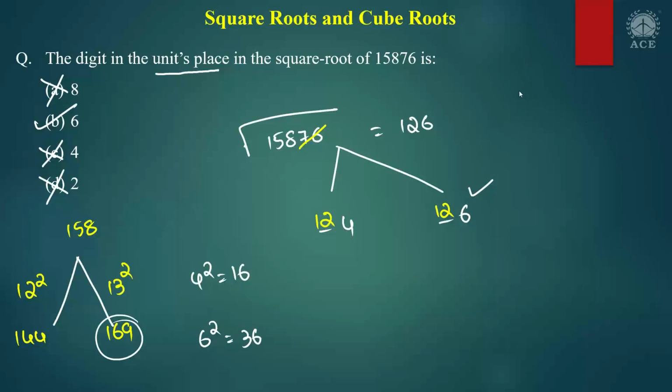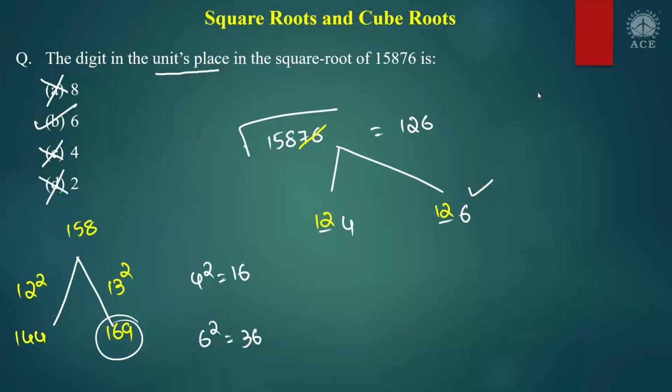You can use the chat box to respond with your answers. Yes, ending with 6, the units place is 6 here. The digit in the units place of the square root. When you do square root, the question is actually asking: the answer is ending with which number?